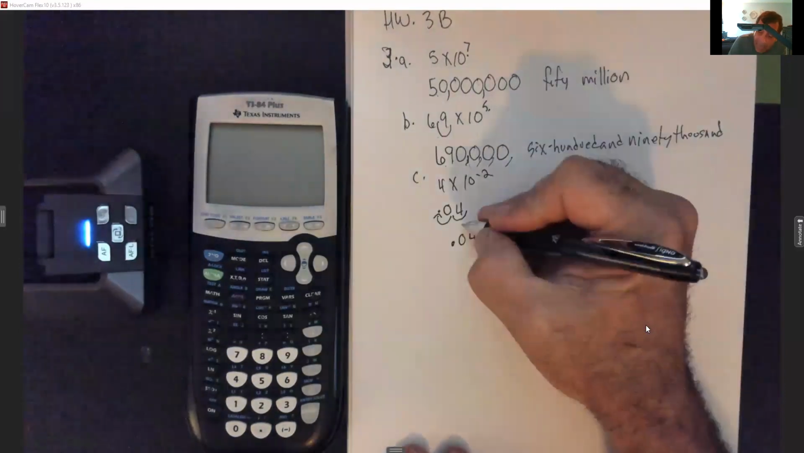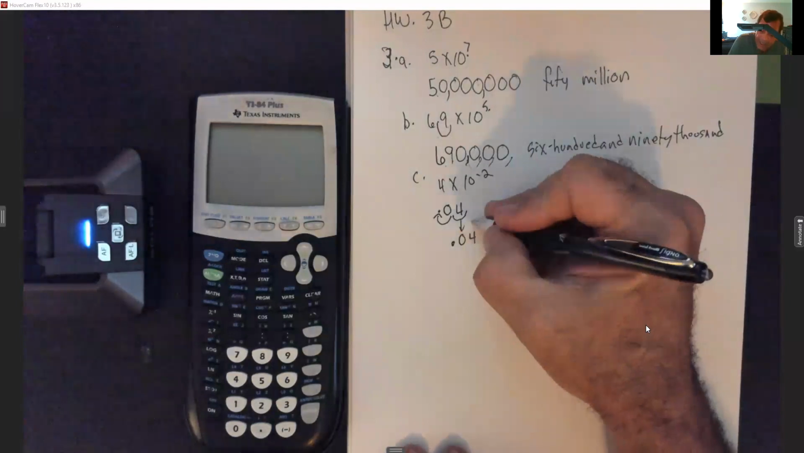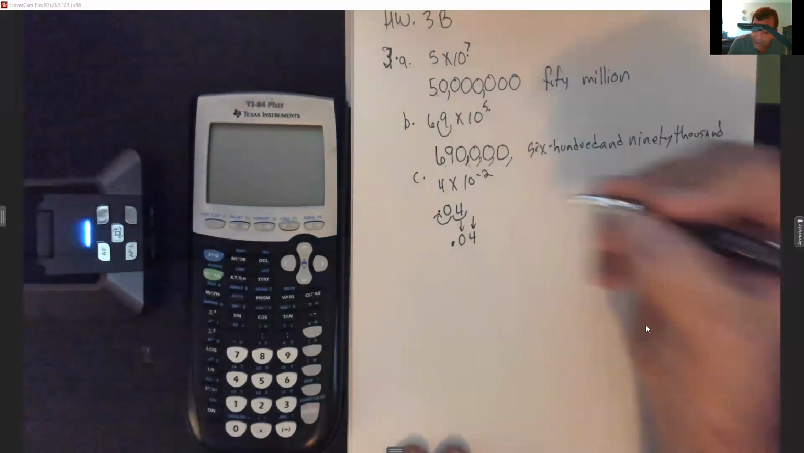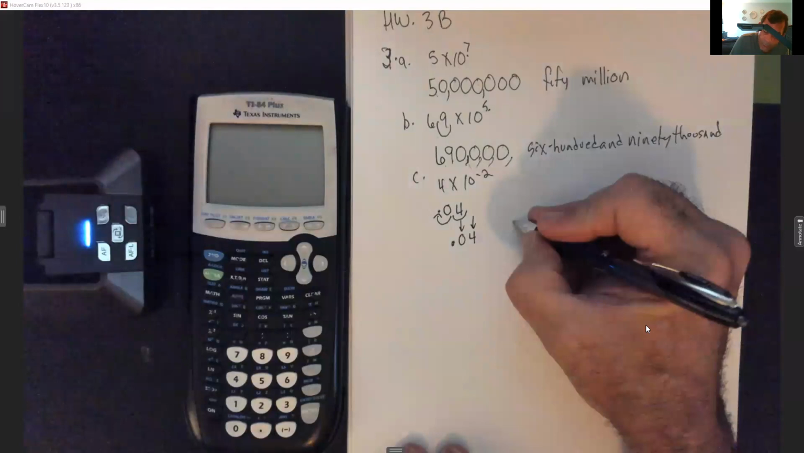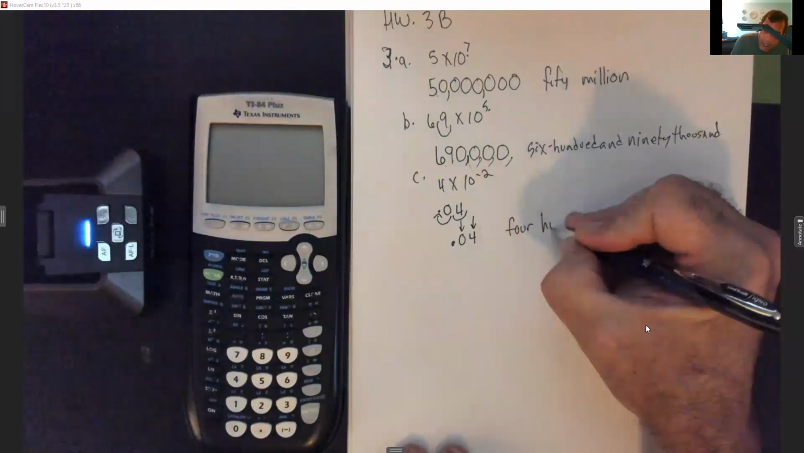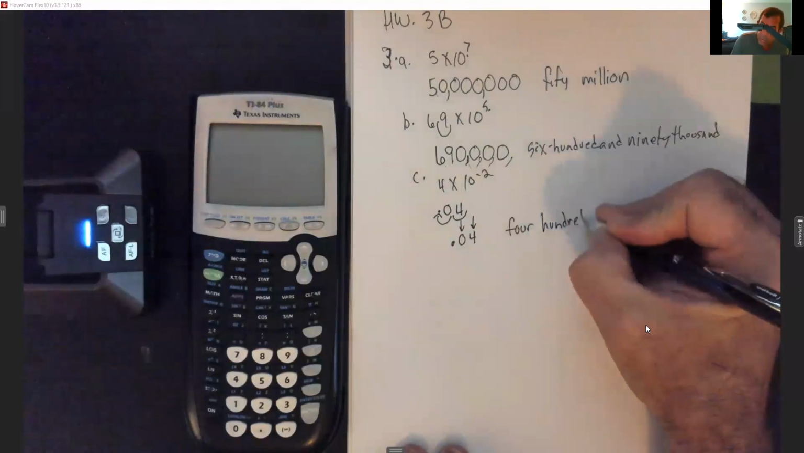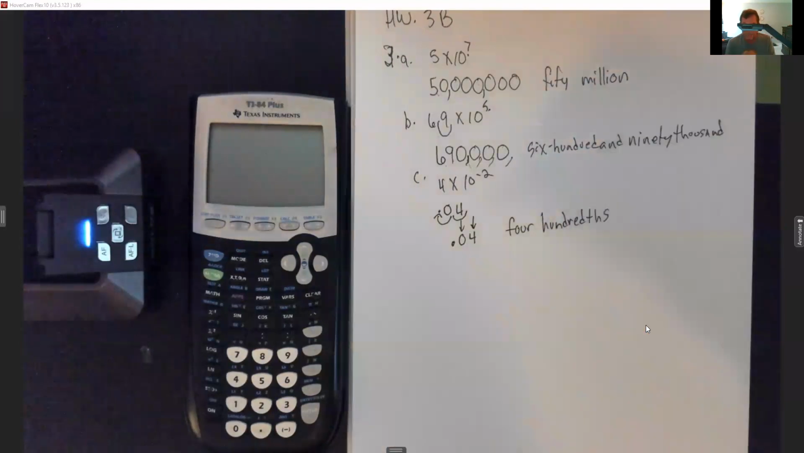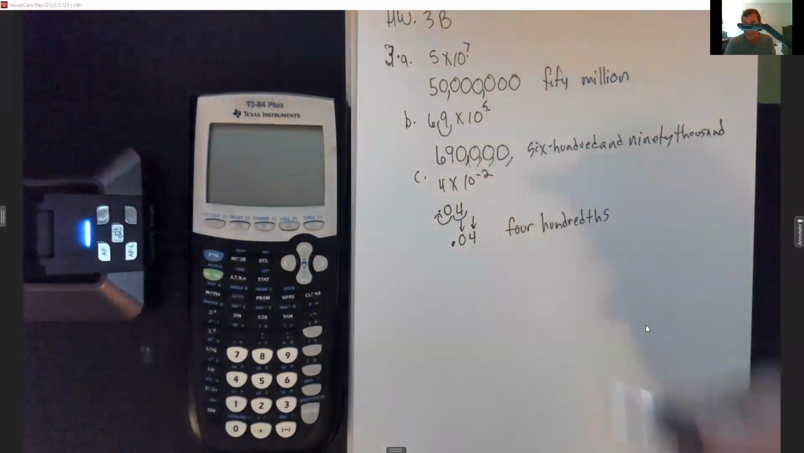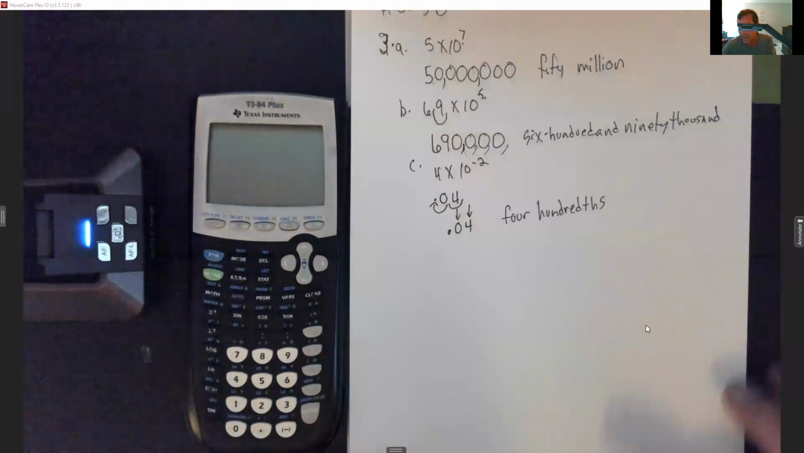That's the tenths with a TH. That's the hundredths with a TH. So this would be 4 hundredths with the TH. So decimals get the TH, big numbers get the ending, and that's it.